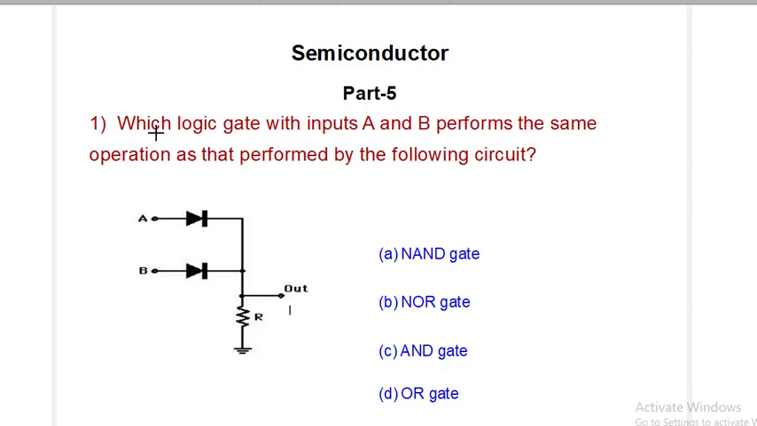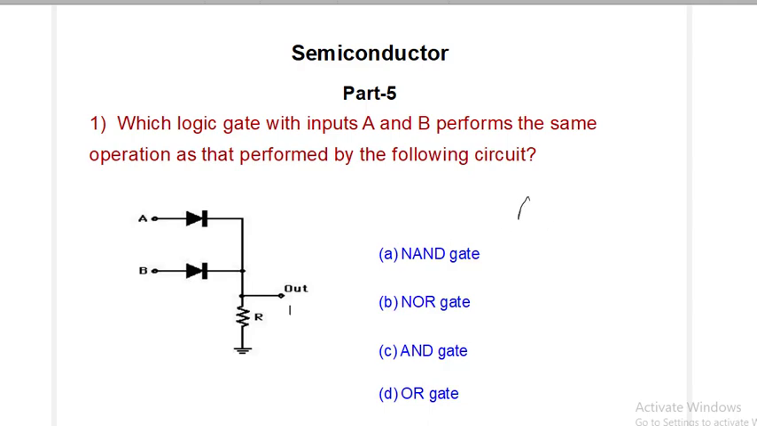This is the first question. Which logic gate with inputs A and B performs the same operation as that performed by the following circuit? So we are given this circuit, A and B are the inputs, we have two diodes and the output connected to a resistor. Because we have two inputs, we have four combinations.